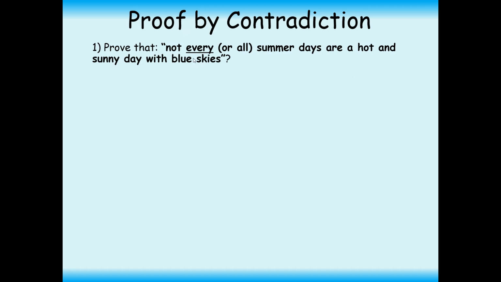That means the negation of this statement. The negation of this statement is that at least one summer day is not going to be with blue skies. As long as you say at least one day, if you can prove that at least one summer day is rainy and cloudy, that has proved this statement wrong. So at least one day is cloudy and rainy.